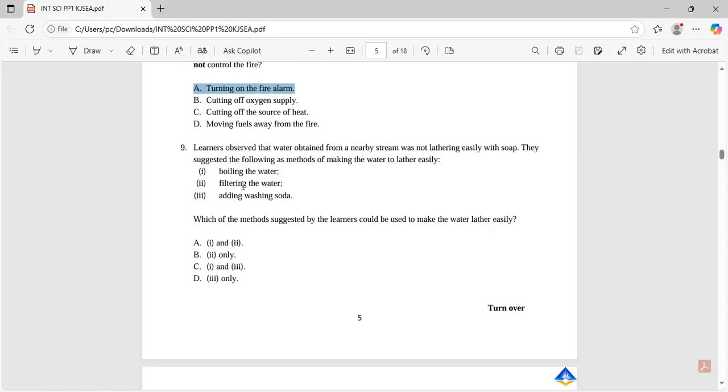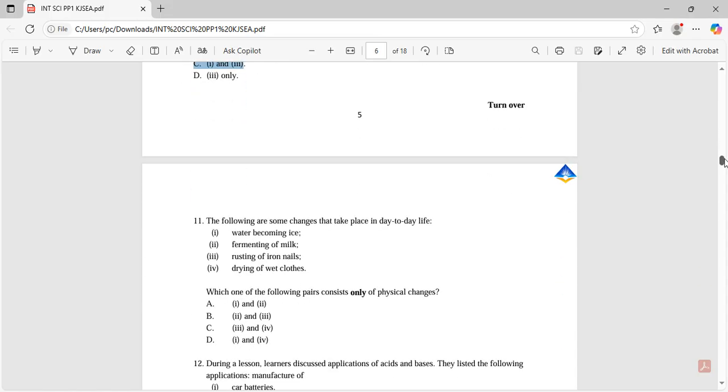So to make hard water work like soft water, definitely filtering the water will not change anything. So choice 1 and 3. 1 and 3 is C. So number 9C. Very nice. Moving on.